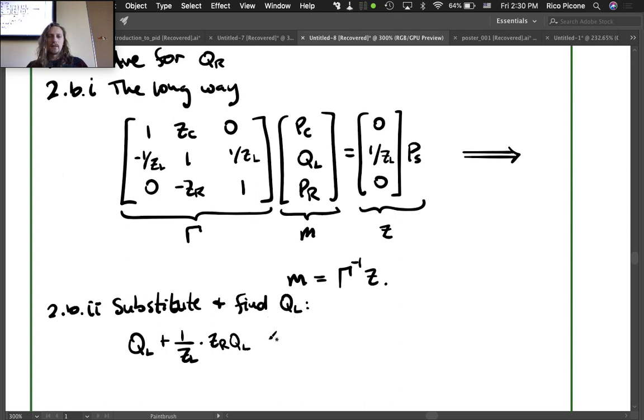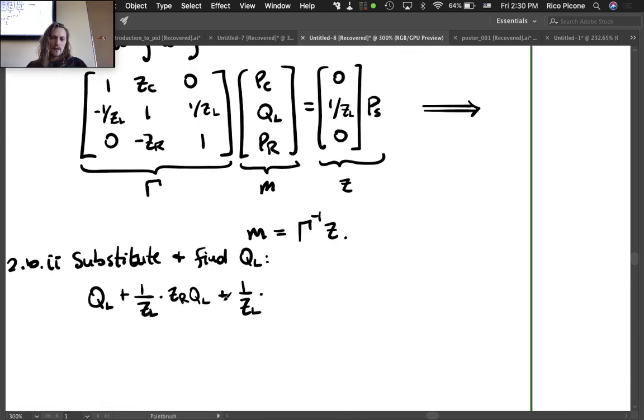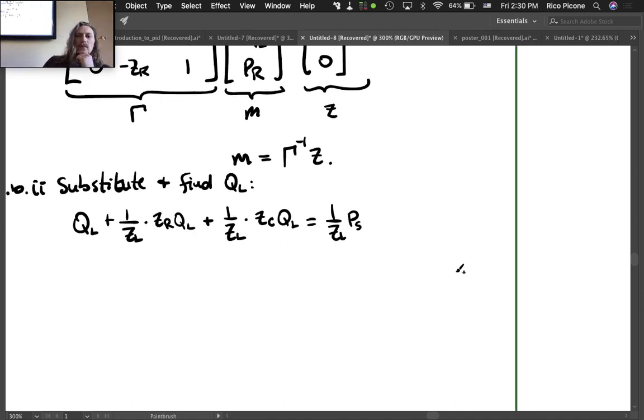Plus or minus 1 over ZL times PC, but PC is negative ZCQL. So the negative becomes a plus, and we're going to have ZCQL equals, on the right-hand side of that equation was a 1 over ZL PS. Very good.